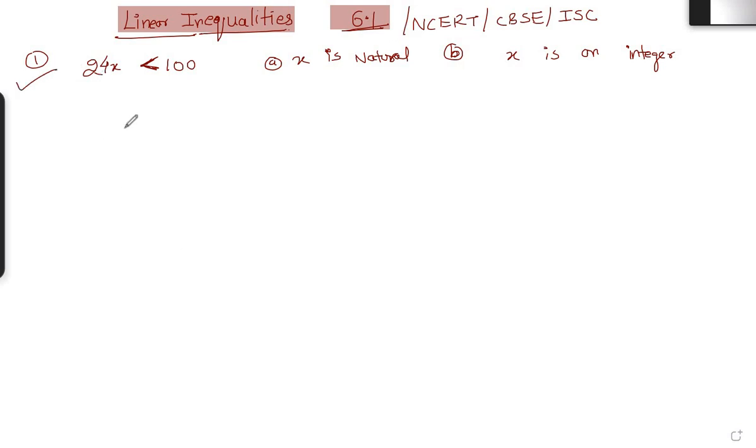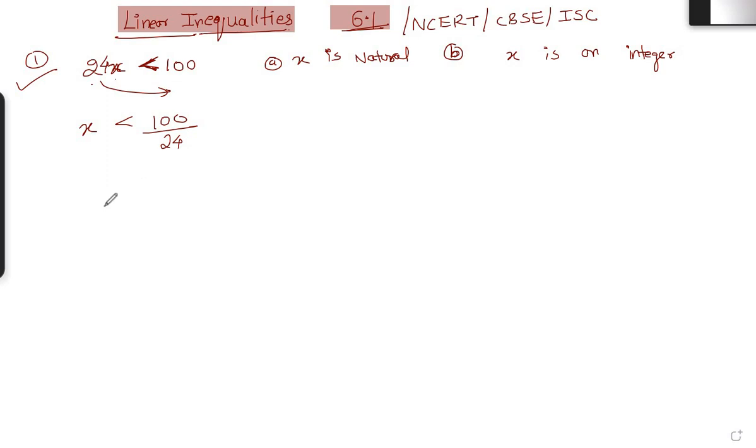This is question number 1. Let's see. 24x is less than 100. So can I take 24 to the other side? To remember, only numbers can be taken to the right or left side in the denominator. We can never take variables x or y. We will see this gradually in the next questions.